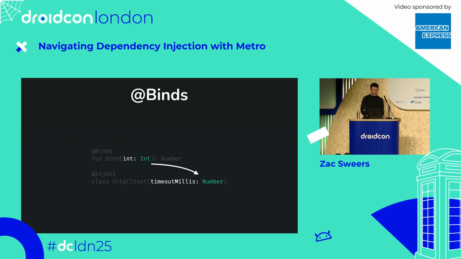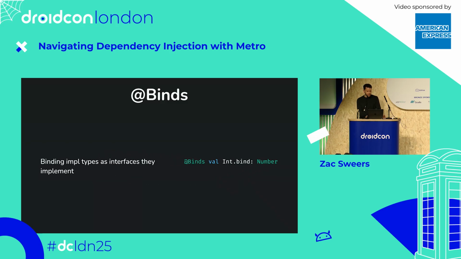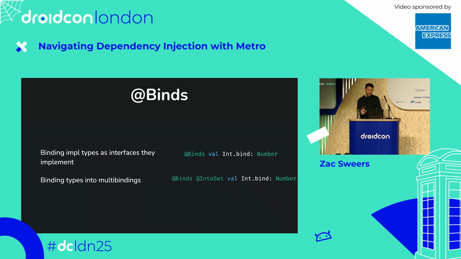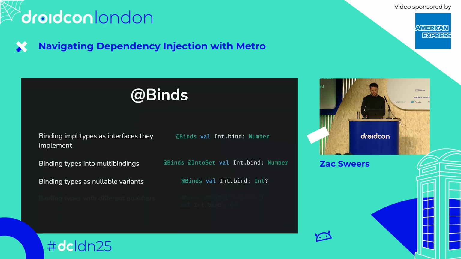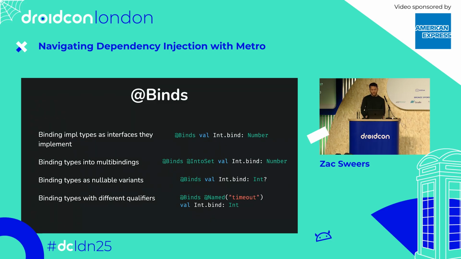Common use cases for this include binding implementation types as interfaces that they implement, binding types into multi-bindings, we'll get to that in a bit, binding types as nullable variants, because Metro is Kotlin first, it also understands Kotlin nullability as a first-class feature, and you can also bind types to other types with different qualifiers.